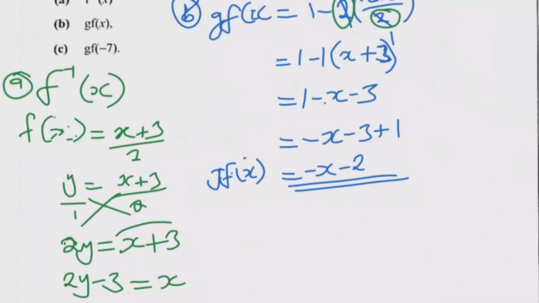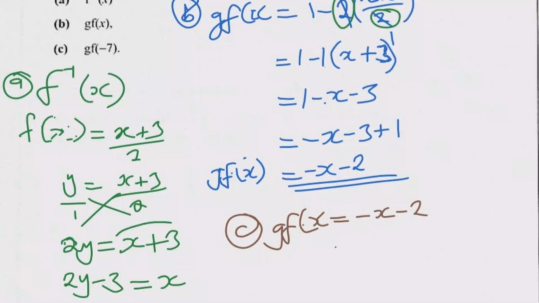Okay, we come to question C, which is find g of f of negative 7. What we need to understand is that g of f of x we found to be negative x minus 2. Let me first write the question number, which is C, in case people get confused. So g of f of x is equal to negative x minus 2.